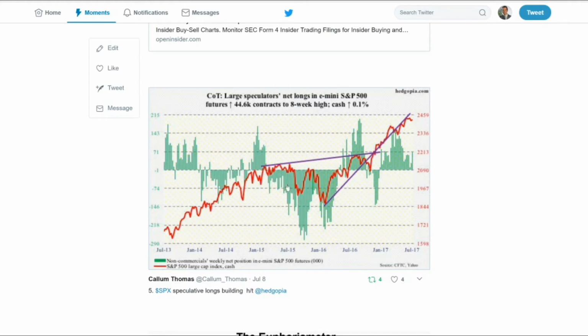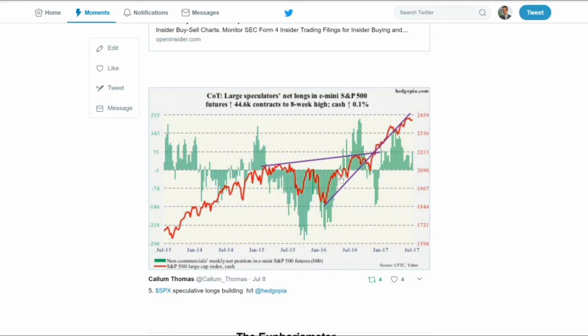Here you had a bit of divergence between prices and the increasing negative or short positioning there. But then you had the same thing happening here without a subsequent, meaningful correction opening up.